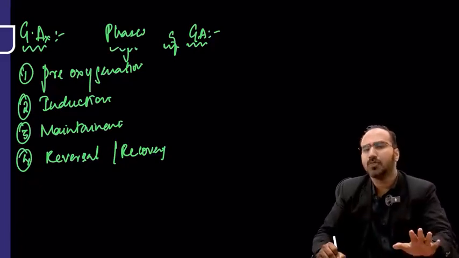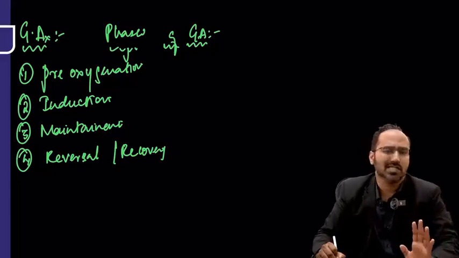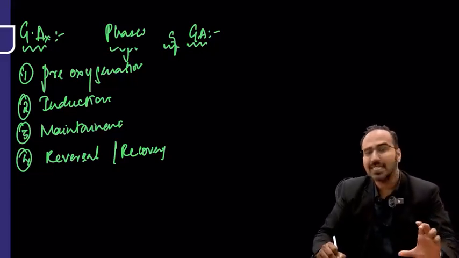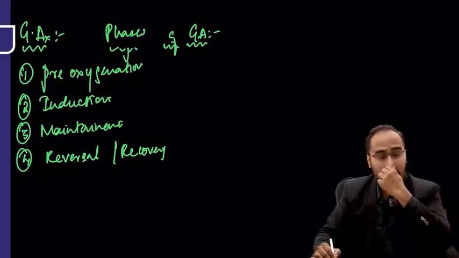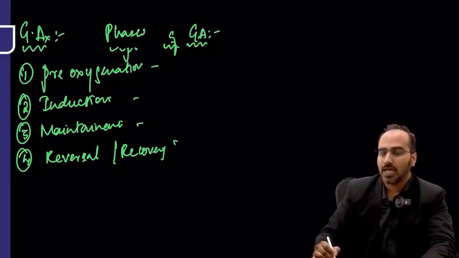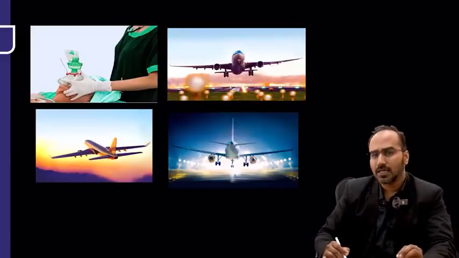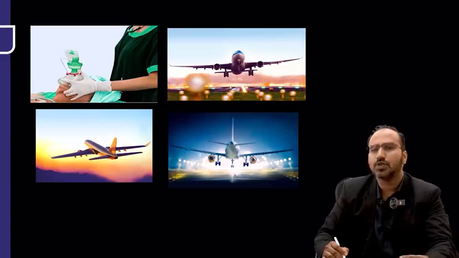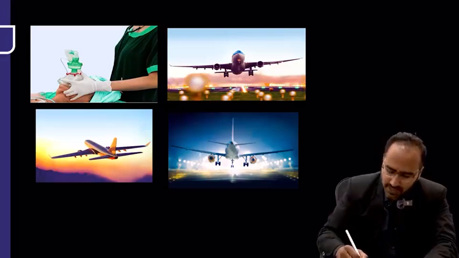Basically, in general anesthesia, you make the patient unconscious and you make him conscious again. These are the 4 stages the patient has to undergo. First is pre-oxygenation, second induction, third maintenance, fourth is reversal. Now guys, we anesthetists usually compare general anesthesia to flying an aeroplane.